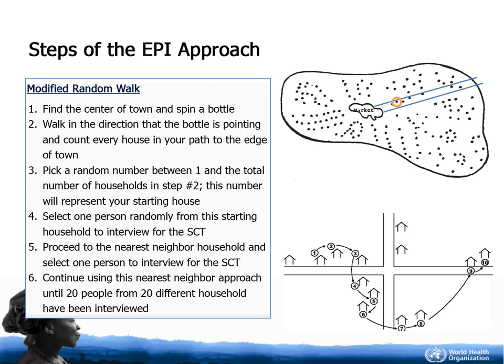Select one person randomly from this starting household to interview for the SCT. In Video 16, we will discuss further how to conduct the interview. Proceed to the nearest neighbor household, that is, the household whose front door is closest to the front door of the starting house. Advance to this household and select one person to interview for the SCT. Continue using this nearest neighbor approach until 20 people from 20 different households have been interviewed.